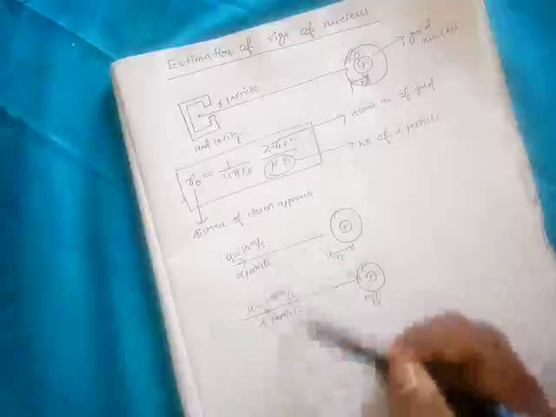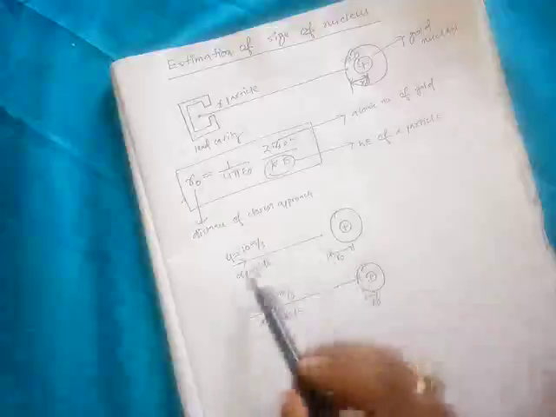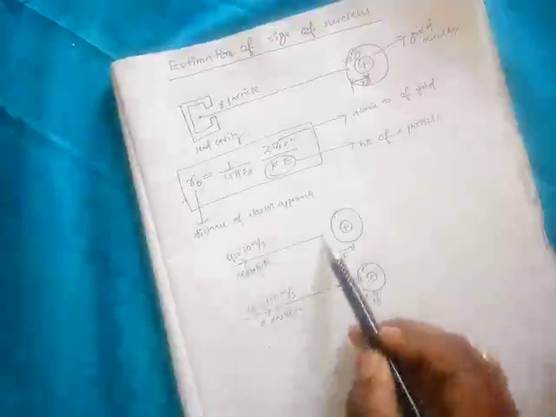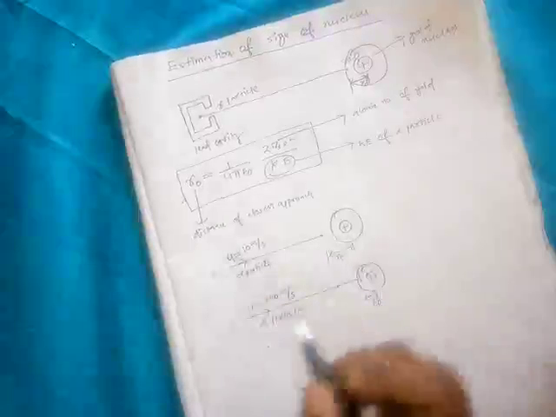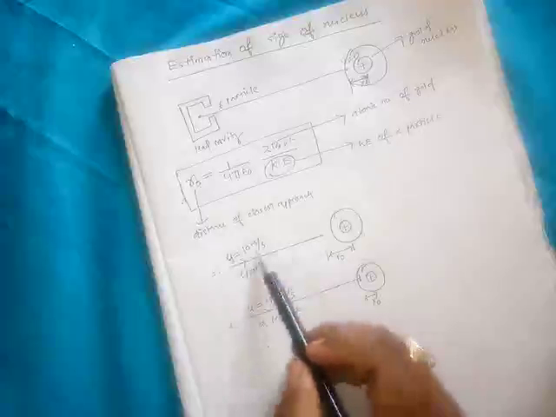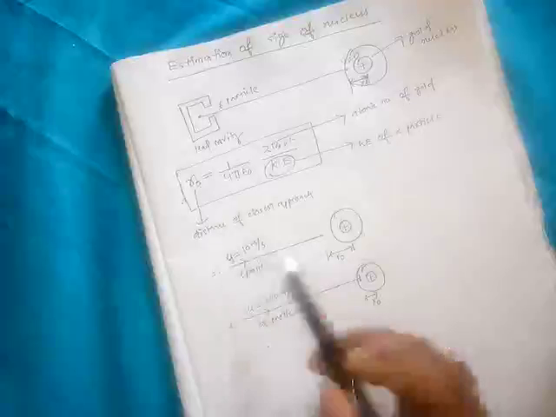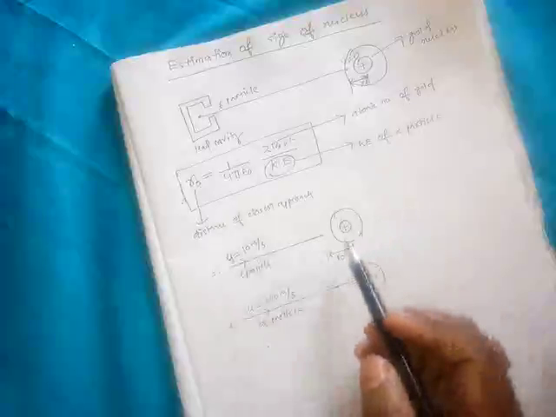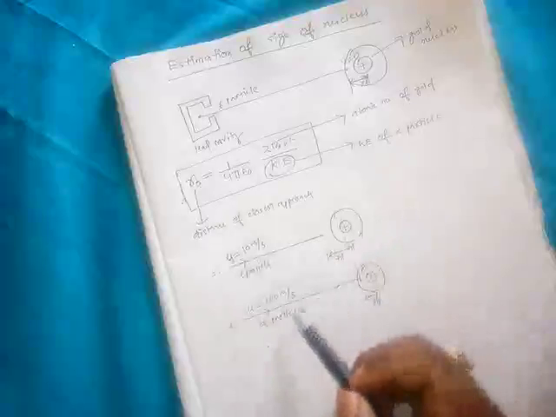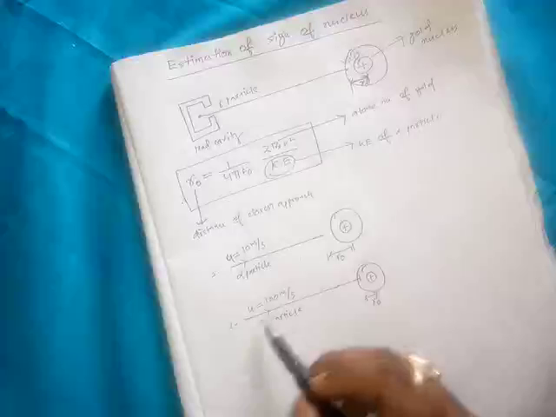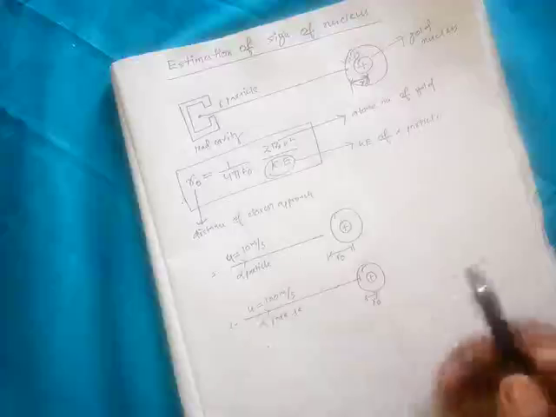Okay. Now let us consider two diagrams. This is one alpha particle emitted from the source. This is the second alpha particle emitted from the source. And the initial velocity of this alpha particle is 10 meter per second. Let us consider it is very much less than this value. And what is the initial velocity of the second alpha particle? It is 100 meter per second.